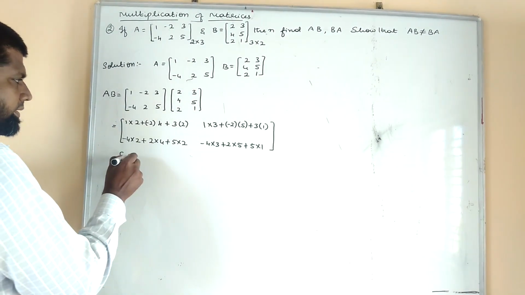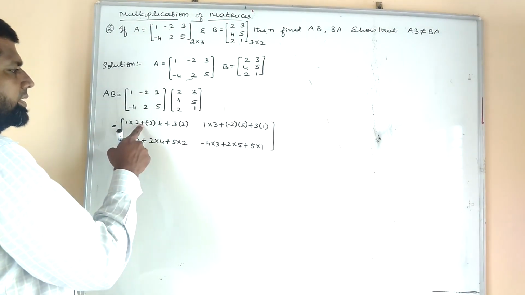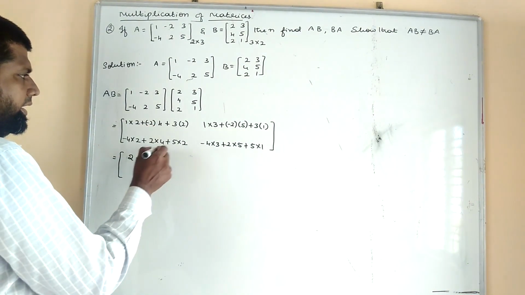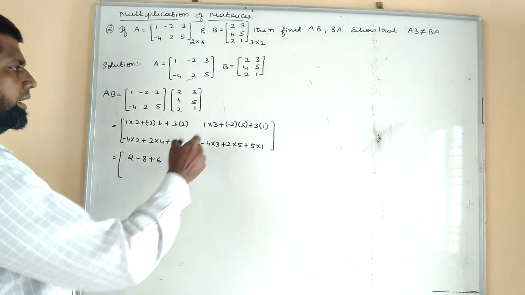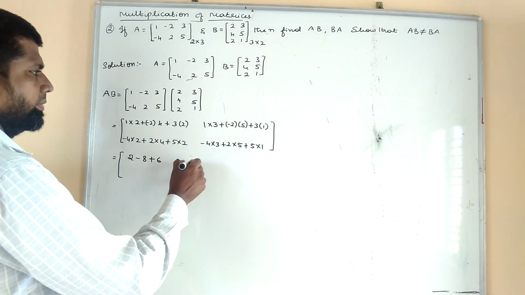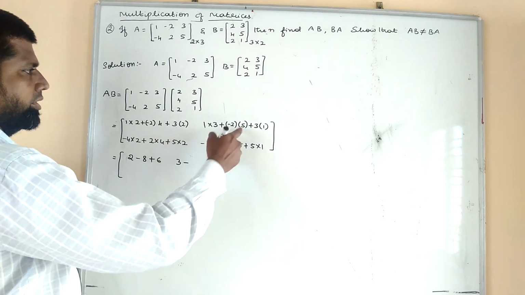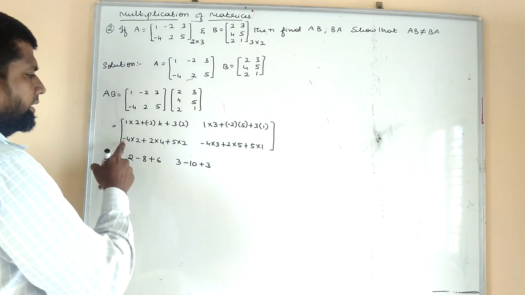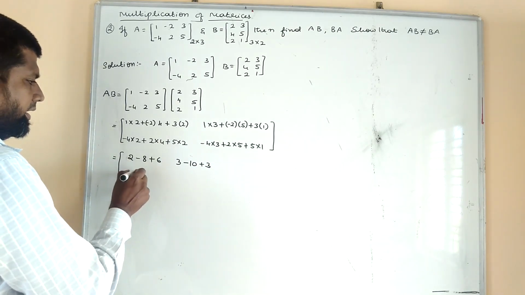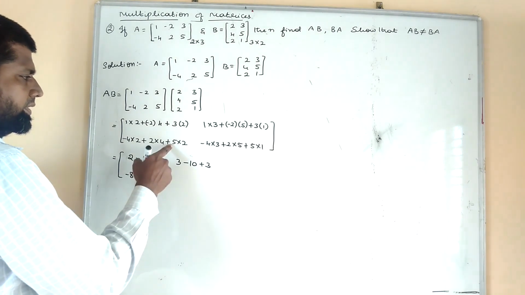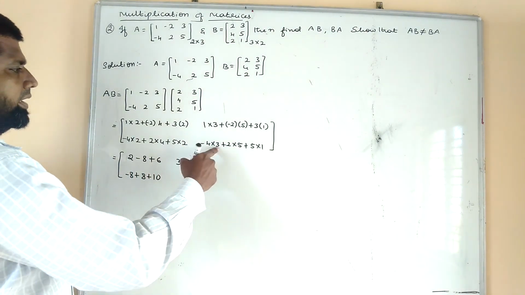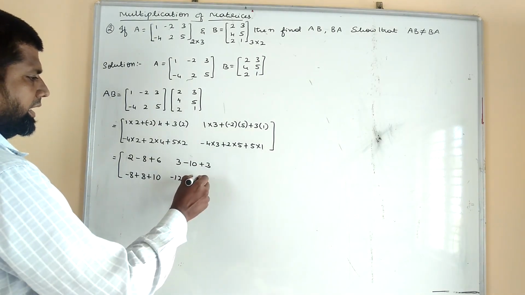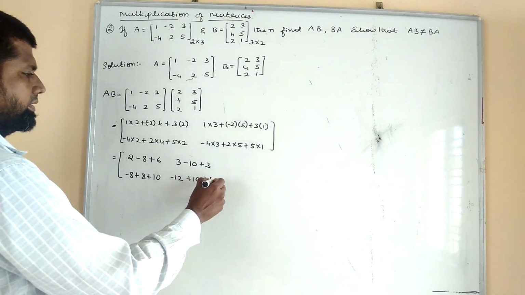1 into 2 is 2. Then plus into minus, minus 2 into 4 is minus 8, plus 6. Then 1 into 3 is 3, plus into minus, minus 2 into 5 is 10. Then 3 into 1 is 3. Then minus 4 into 2 is minus 8, plus 8, plus 5 into 2 is 10. Minus 4 into 3 is minus 12. Then 2 into 5 is 10. Then 5 into 1 is 5.